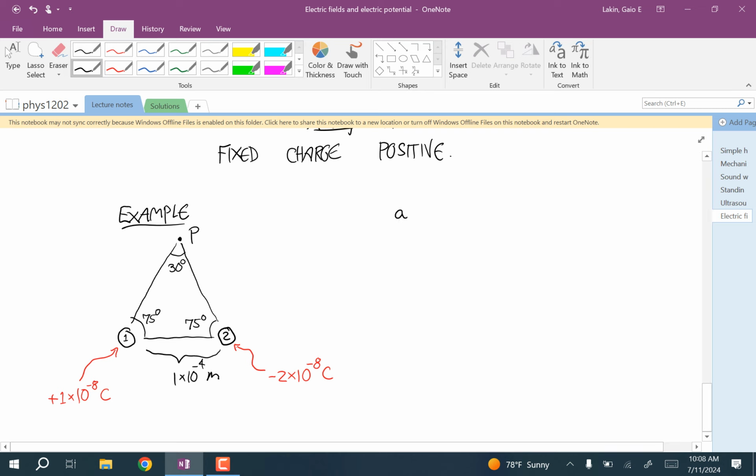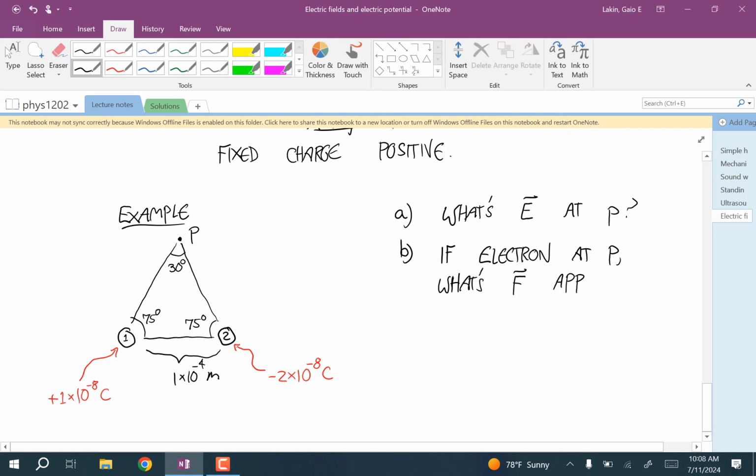And we want to calculate the electric field vector at the point P. And then we want to use that electric field vector to calculate, if there was an electron at that point P, what's the total force applied by those two fixed charges?